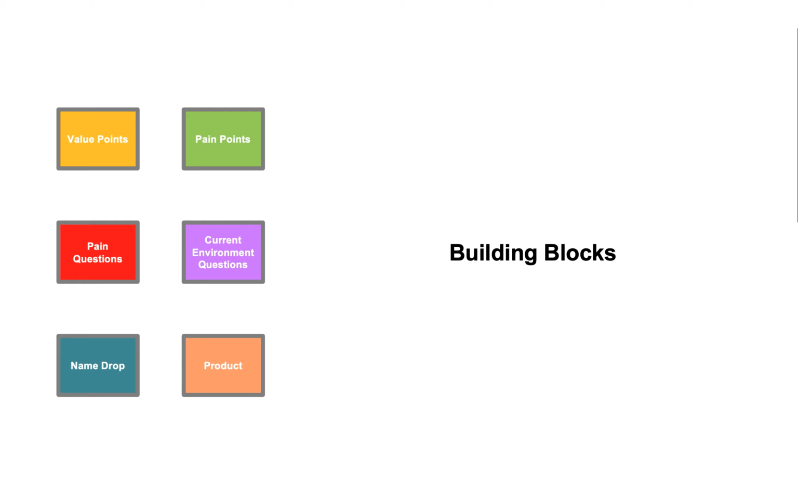One way to use all of that stuff is to get your hands around a concept called building blocks. And if you'll notice on the left side, all of those steps that we went through created a different category of bullet points, and I put those bullet points together into what I call building blocks. So there's a value points block, a pain points block, a pain questions block, current environment, name drop, product, and whatnot. So these are all building blocks. And now that we have these building blocks, we can use them to build a bunch of different documents.